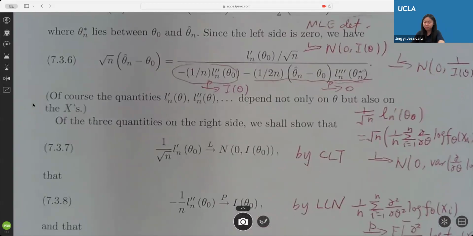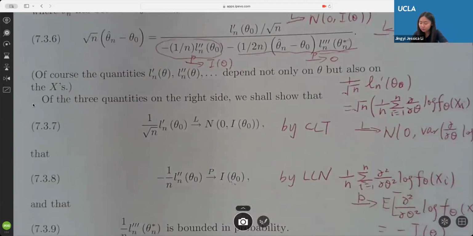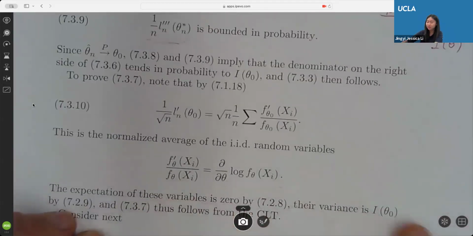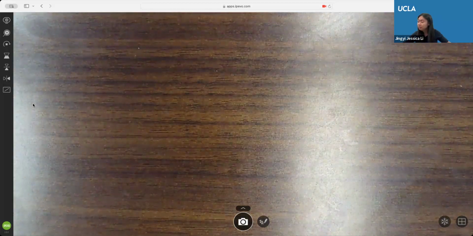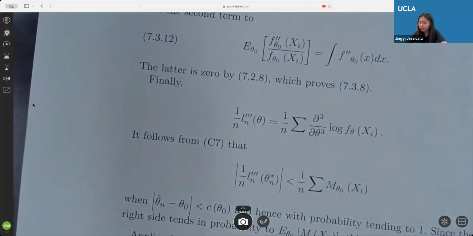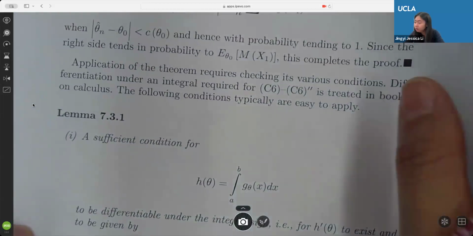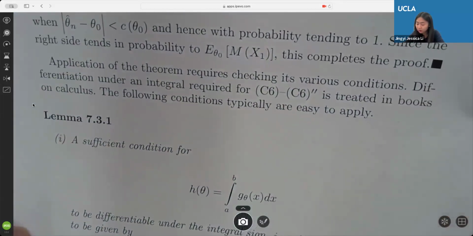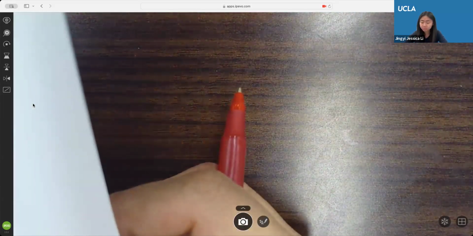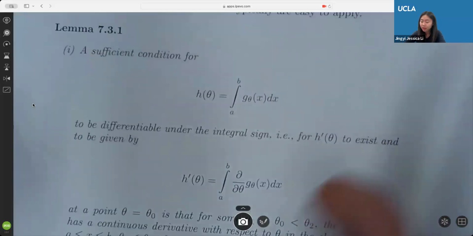Okay, I just gave you a sketch of the proof for this, and the details are all in this textbook, so I'm going to skip that. But essentially, we will tell you about a lemma. Let's look at this lemma.